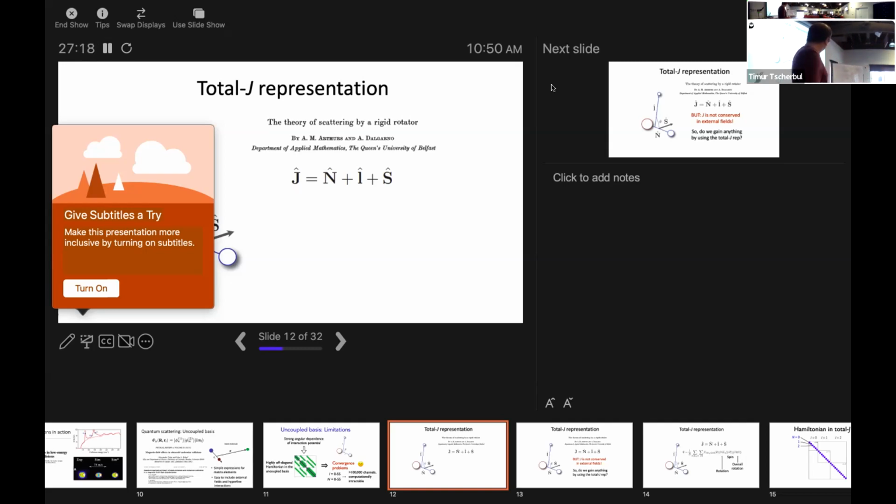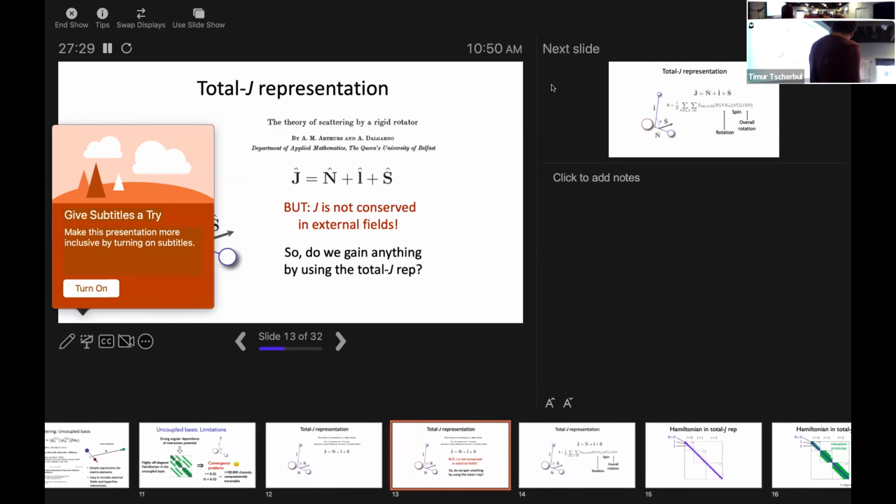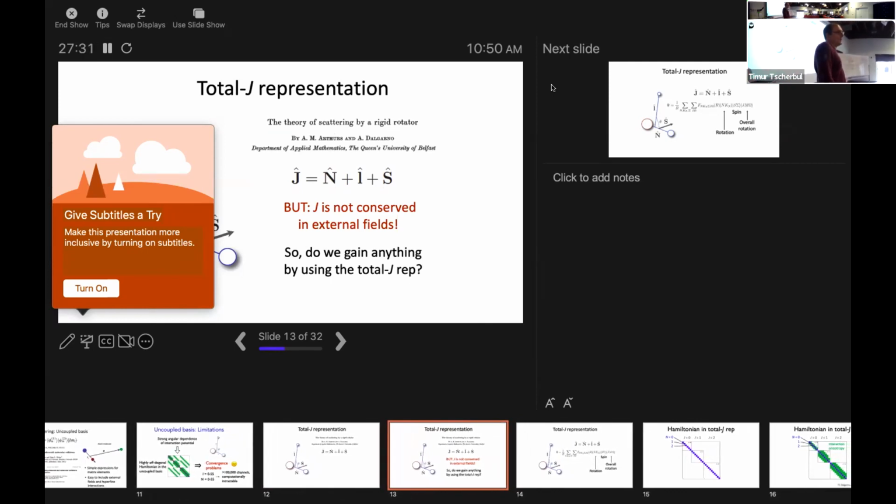In quantum mechanical language, it means the total angular momentum commutes with the Hamiltonian, and its projection also commutes with the Hamiltonian. This is what Alan figured out for molecules. However, there was a problem because we had external fields, and external fields do not generally conserve total angular momentum.